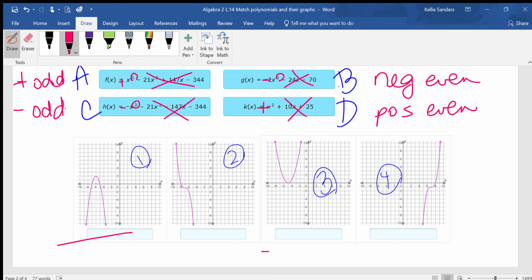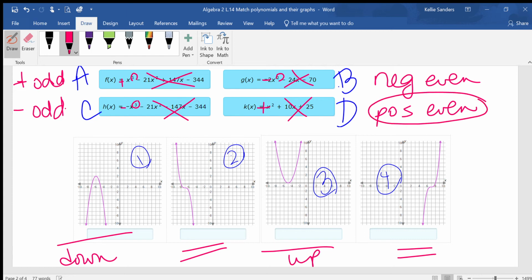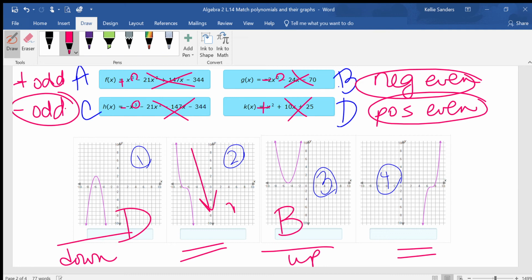These 2 are my even ones because they're going in the same direction. These 2 are my odd ones because they're going in opposite directions. This one's going down. This one's going up. So a positive even, that's going to be D. A negative even, that's going to be B. This one's going to go down, so a negative odd, which is C. And this one's going up, so it's a positive odd, so it's A.